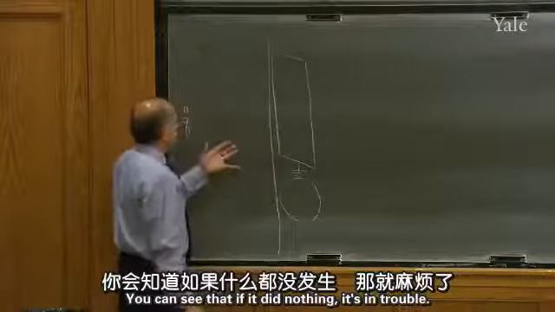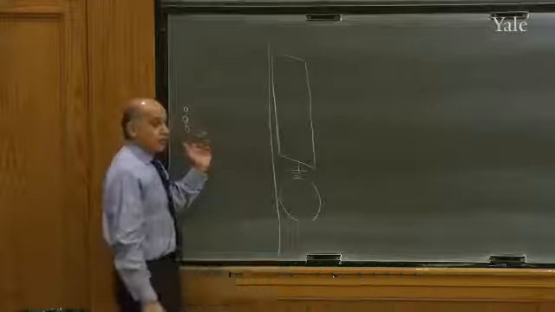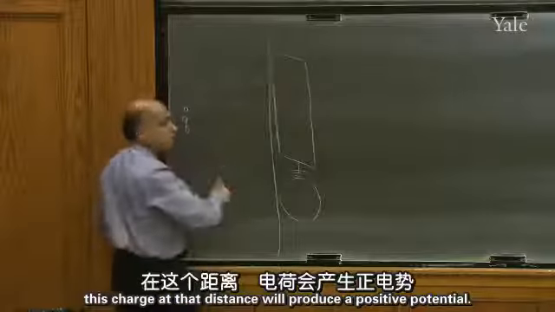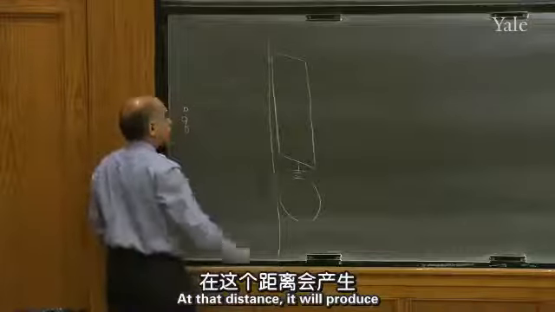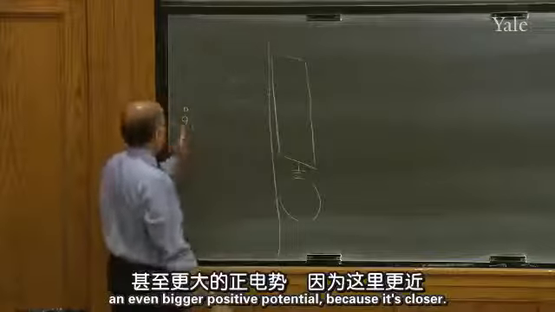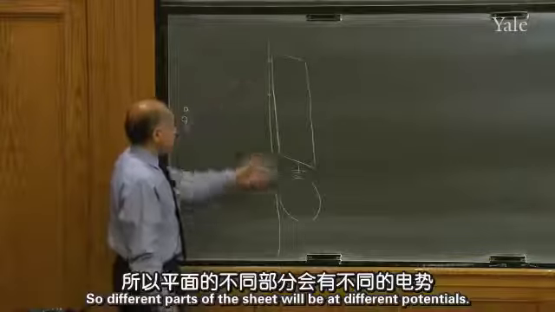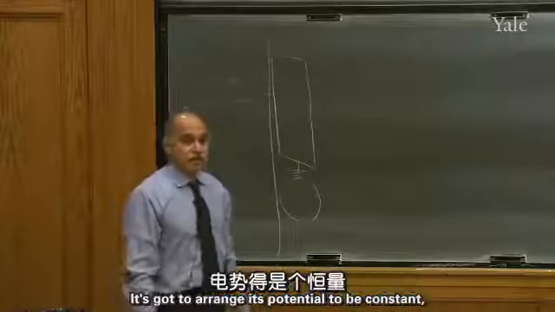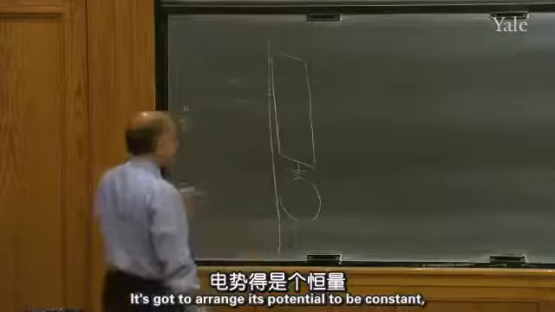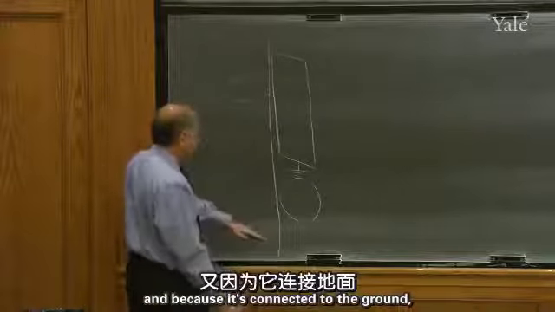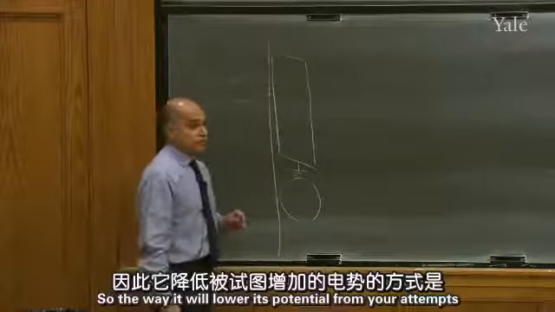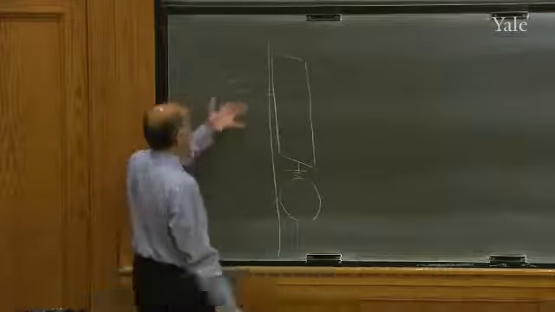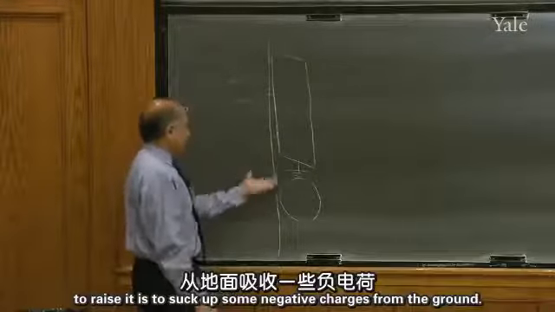You can see that if it did nothing, it's in trouble. If it did nothing, this charge at that distance will produce a positive potential. At that distance, it will produce an even bigger positive potential, because it's closer. So different parts of the sheet will be at different potentials. That's not allowed. It's an equipotential. It's a metal. It's got to arrange its potential to be constant. And because it's connected to the ground, that constant has to be zero. The way it will lower its potential from your attempts to raise it is to suck up some negative charge from the ground.